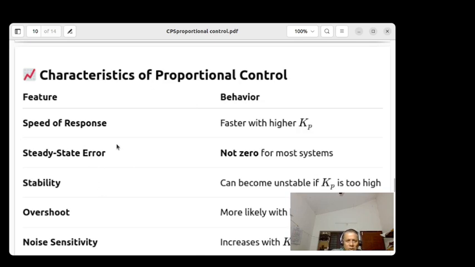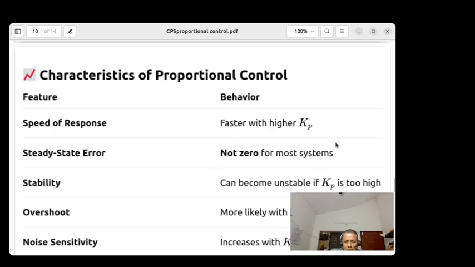So speed of response is faster with higher Kp. It is a designer's choice which value to choose for our design. Then the steady state error. There will always be a steady state error. In the proportional controller, there cannot be 0 error at all.